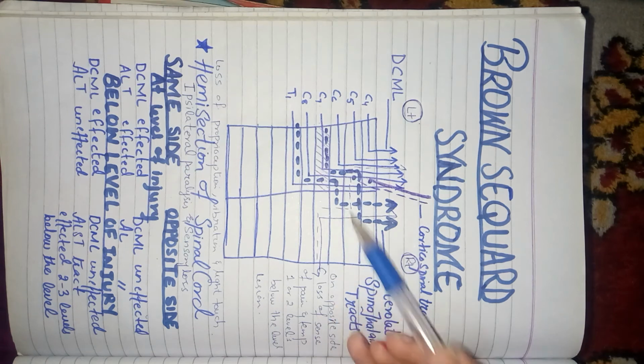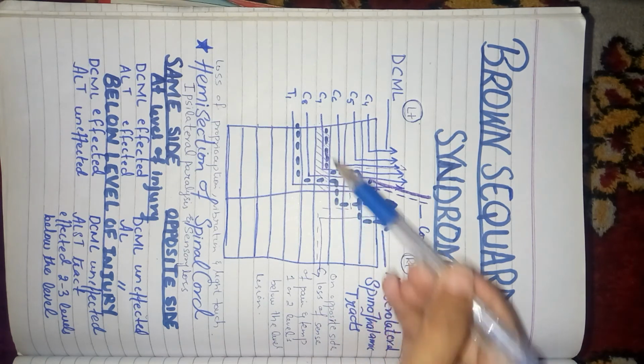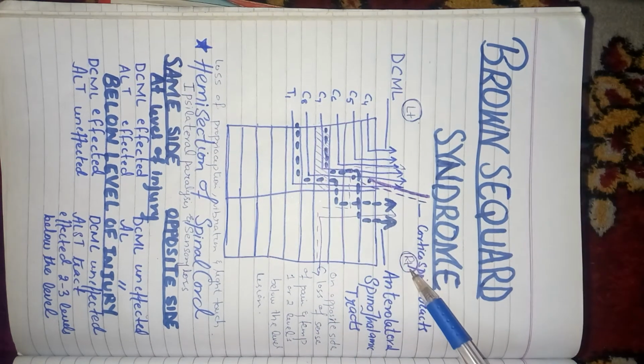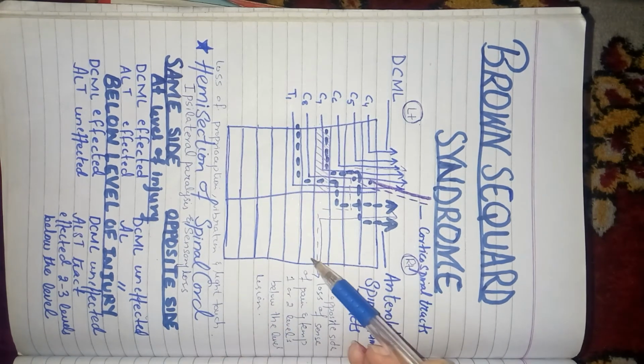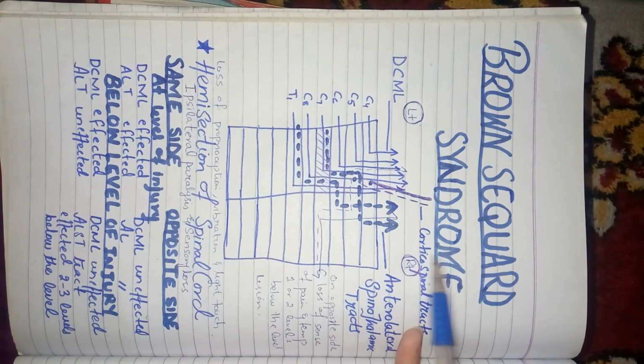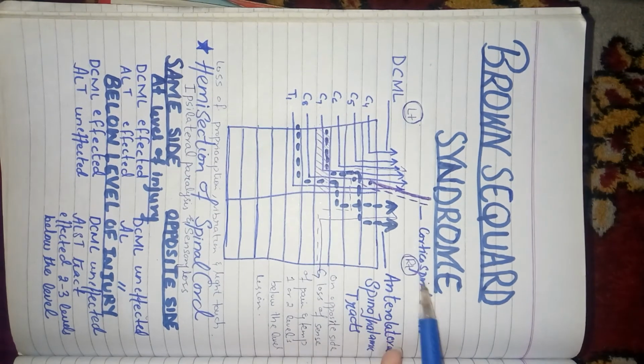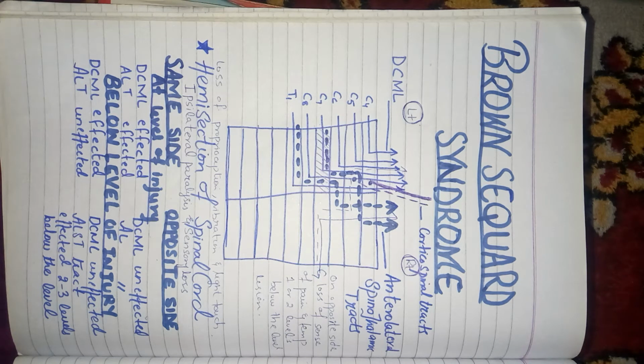Okay, so on the same level, opposite side of the lesion, DCML will be unaffected, anterolateral spinothalamic tract will be unaffected, and similarly corticospinal tracts will also be unaffected. This is what we're talking about at the level of lesion, on the same side of the injury and on the opposite side of the injury.